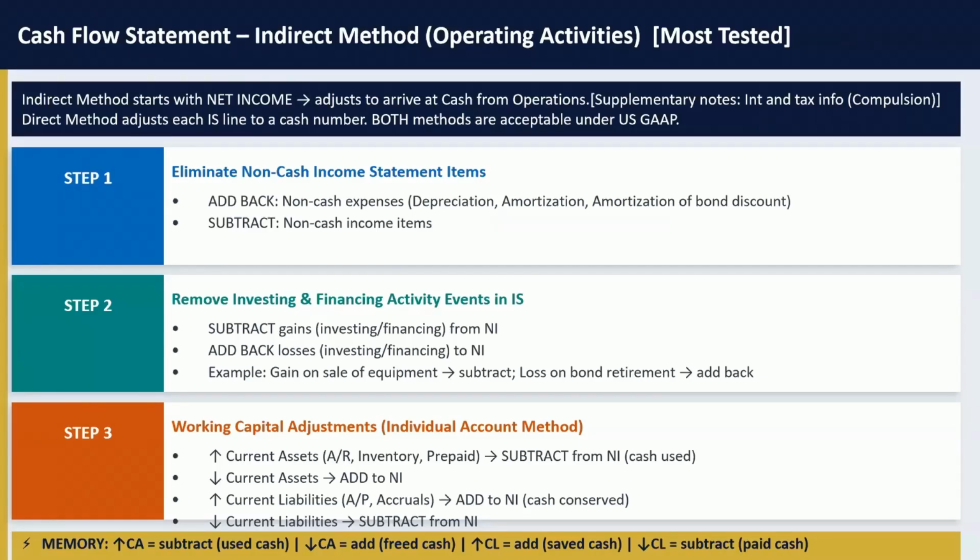And one more thing we should remember in the indirect method is supplementary notes. It's a compulsion. Supplementary notes should be there if you are following the indirect method. So what is there in supplementary notes? Any transactions related to interest paid and taxes paid have to be given in detail in supplementary notes. Then about the direct method, it adjusts each income statement line to a cash number. Everything in detail we will be adjusting.